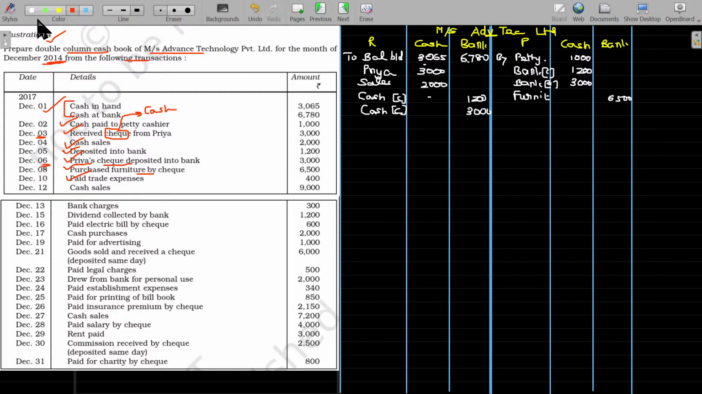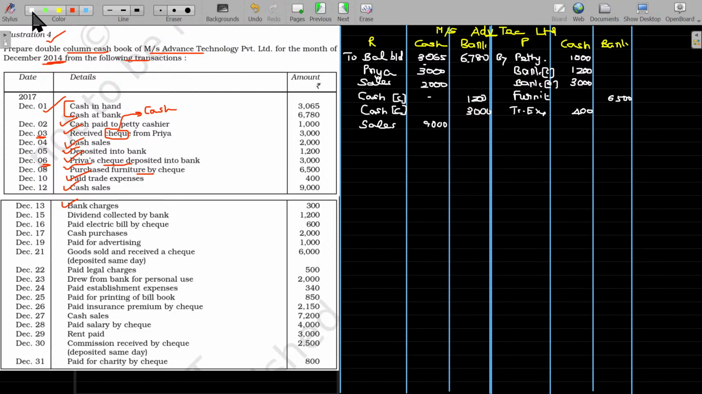Paid trade expenses. In the cash side, cash column 400 rupees. Then cash sales. Money comes in, right? That too by way of cash. So in the cash column, the value of rupees 9,000 is posted.